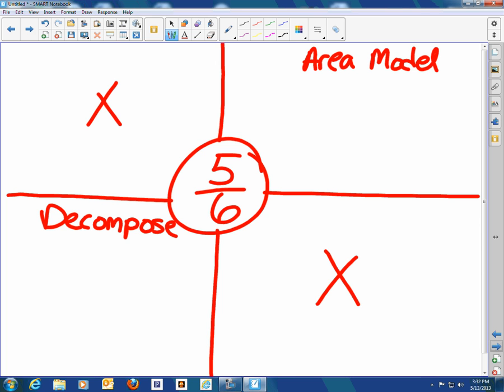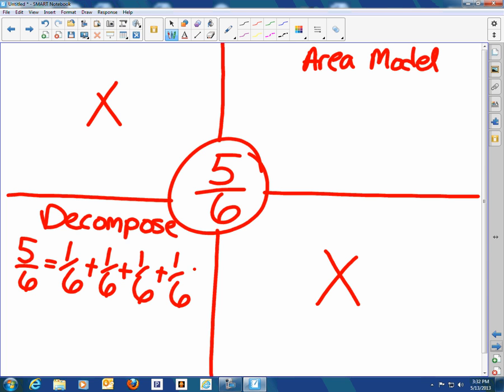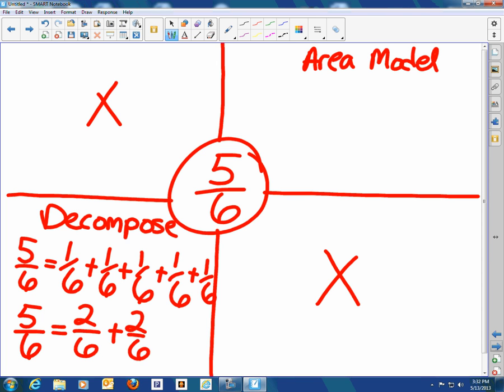So again, if I put 5/6 in the center of my paper and I'm asked to decompose it, the very first thing that I would do is decompose using unit fractions. I can also decompose it just as we did earlier using 2/6 plus 3/6, or I could also do 2/6 plus 2/6 plus 1/6. That's another way to decompose 5/6.